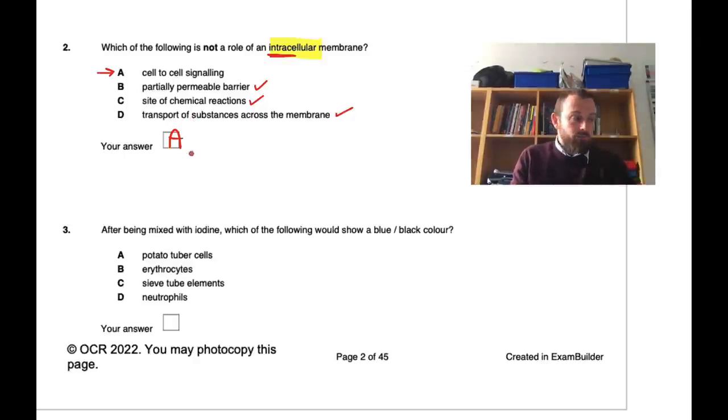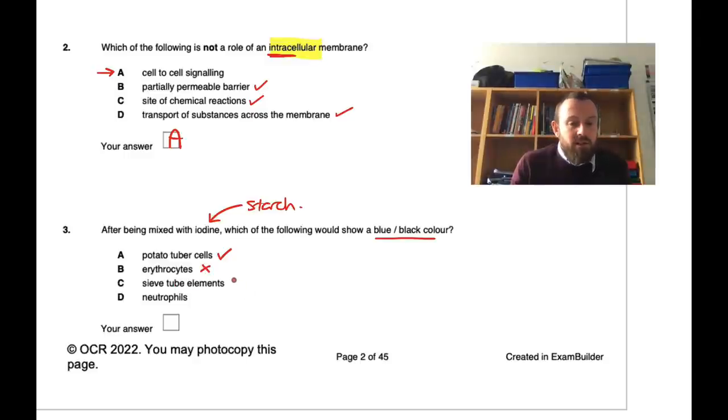Question three, after being mixed with iodine, which of the following should show a blue-black color? So this is testing your knowledge of food tests. So iodine turns blue-black in the presence of starch. So which things have starch? Potato tuber cells. Yes, they definitely would. Those are cells that store starch underground. Erythrocytes, that's a red blood cell. That's animal, so that would not be it.